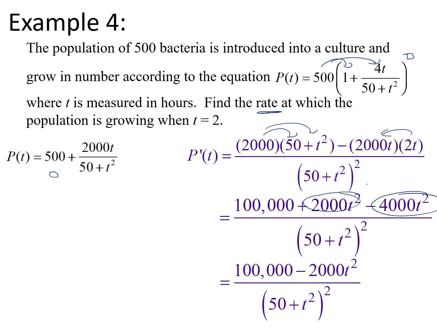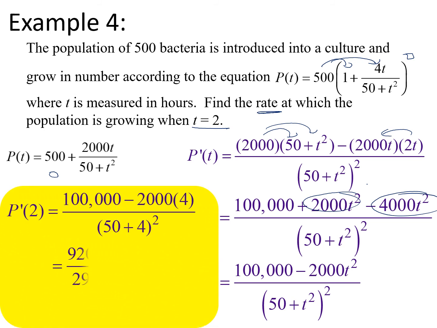And let's go back to the question, read what we're working with. Find the rate at which the population is growing at t equals 2. So at that moment in time of 2 hours, how fast is that population growing? So I need to find p prime of 2. So I'm going to substitute in 2. And when I do that, I get 2 squared because both positions have a t squared, so they're both going to become 4. That cleans up to 92,000 divided by 2,916.